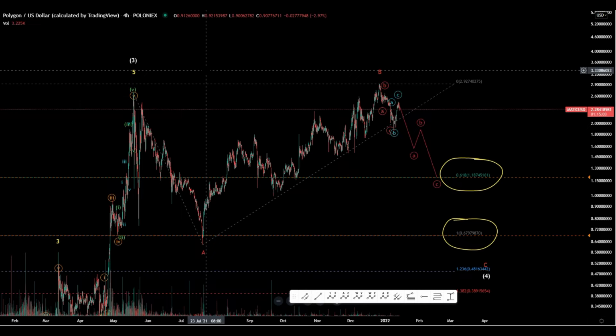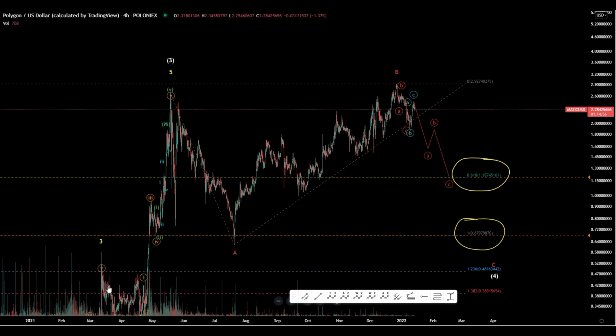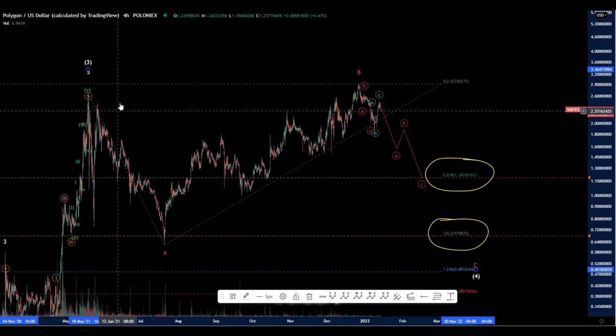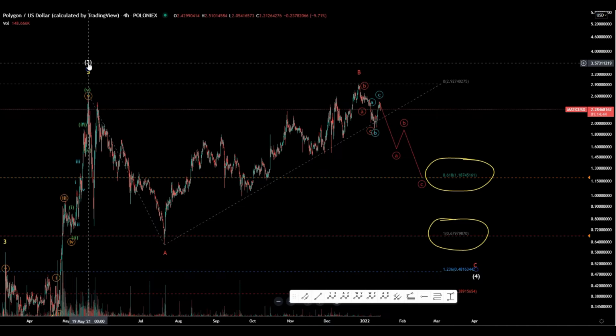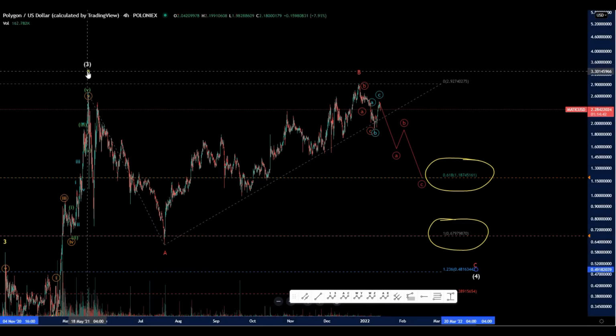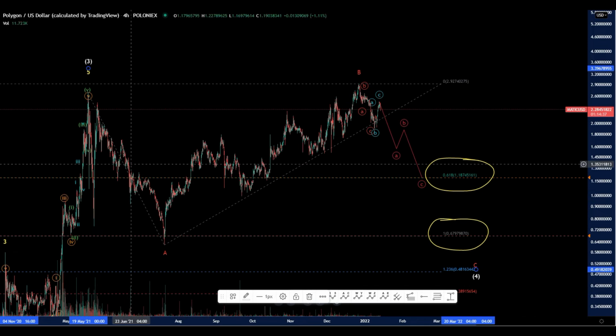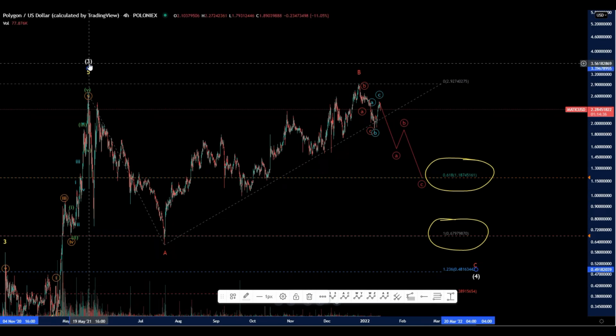Okay, let's talk about MATIC. So earlier this year, off of the low, we had this huge impulse all the way up, which I've labeled an intermediate 3. Does it have to be an intermediate 3? No, it could be another 1. Okay, and we're working on another 2. But I think this is the most probable scenario right now, so this is what I'm going with.